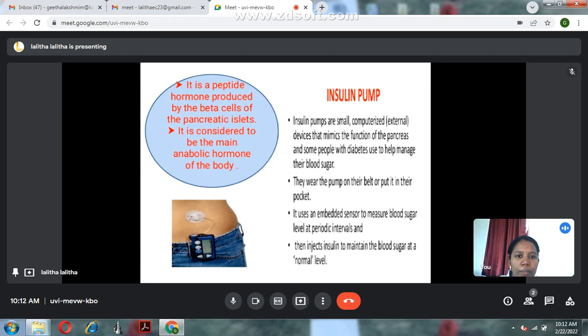The insulin pump is a small device that they wear on their belt or put in their pocket. It uses the embedded sensor to measure the blood sugar level at periodic intervals, and then insulin is injected to maintain the blood sugar at a normal level. Generally, insulin can be used to manage their blood sugar.